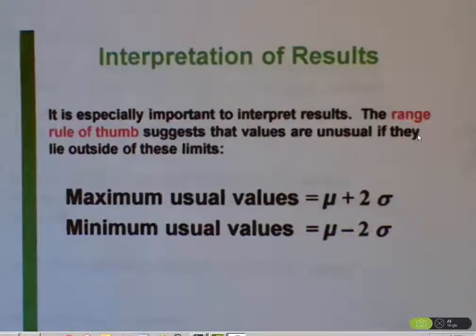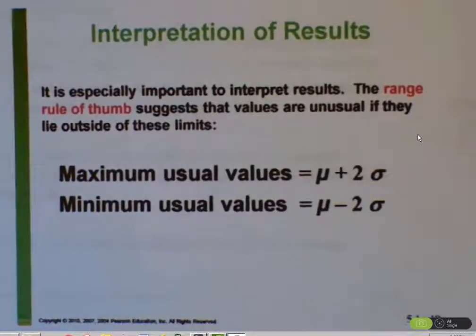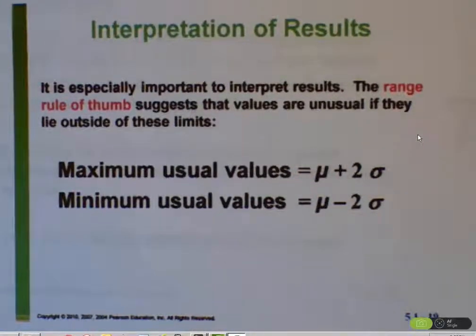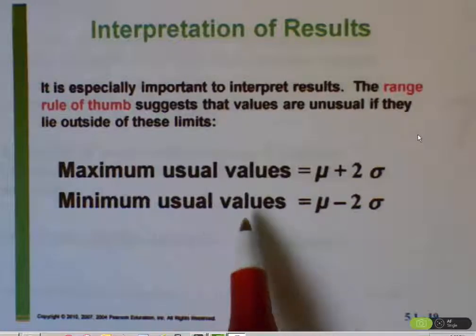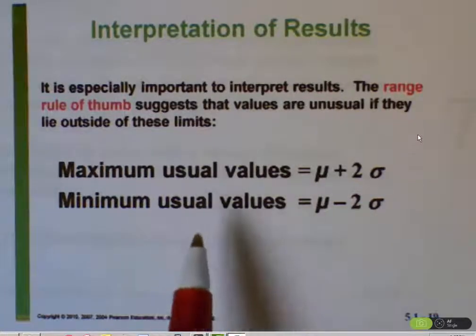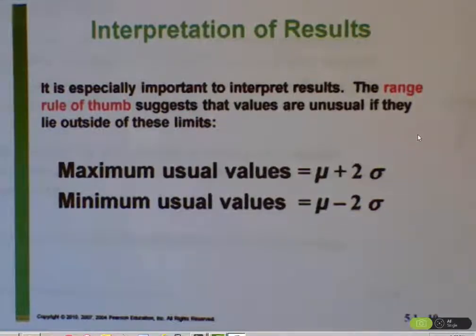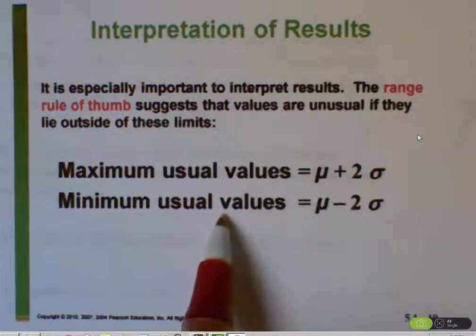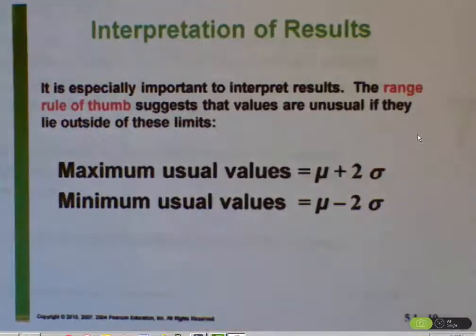Just as we have been doing, if we want to find a range of usual values, you can say the highest usual value is the mean plus 2 standard deviations, and the lowest usual value is the mean minus 2 standard deviations. Anything within that range is considered usual. Anything outside that range would be considered unusual.